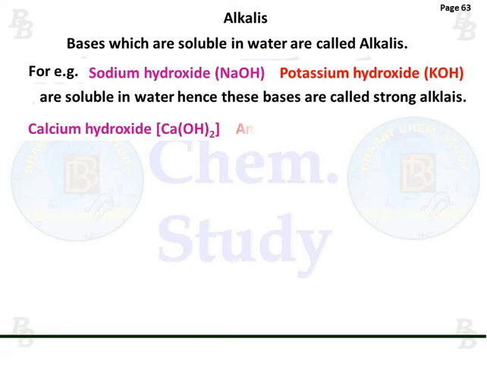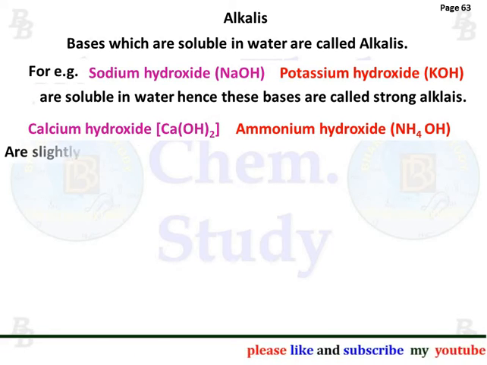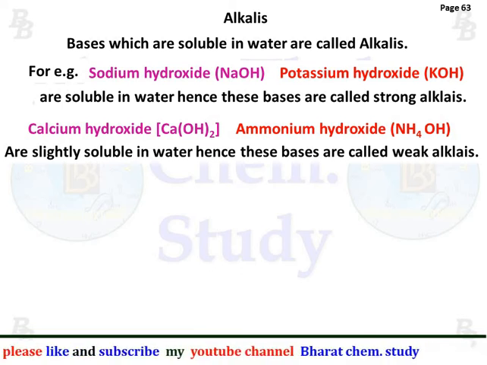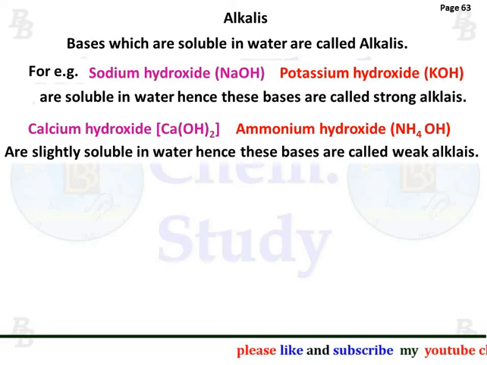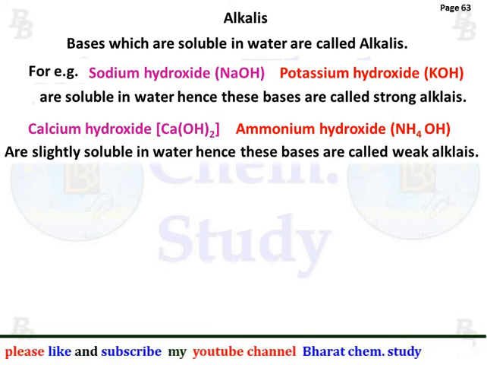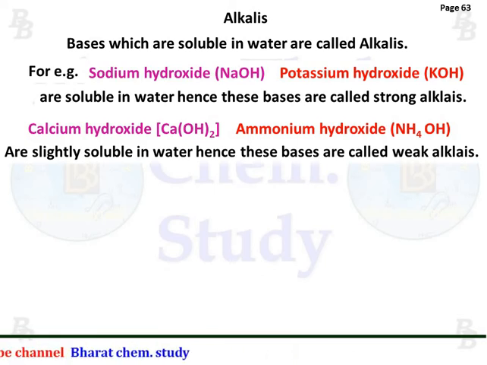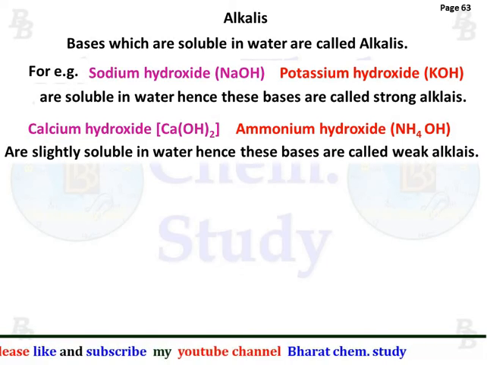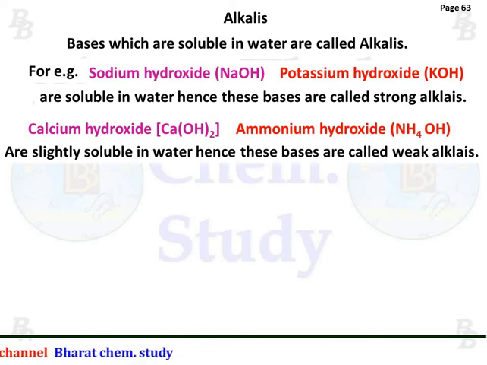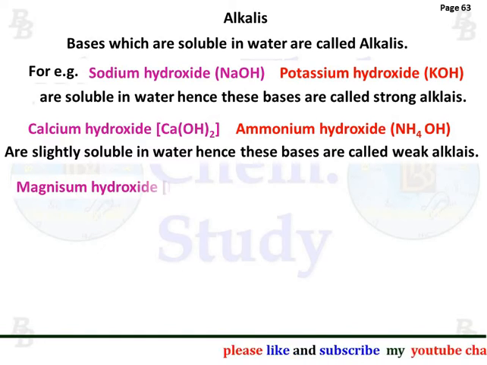Calcium hydroxide and ammonium hydroxide are slightly soluble in water, that means not totally soluble. They dissolve only to a small extent. Therefore, they are called weak alkalis. The word alkali is used because they are also soluble, but to a very small extent. But sodium hydroxide and potassium hydroxide are completely soluble in water, therefore they are called strong alkalis.